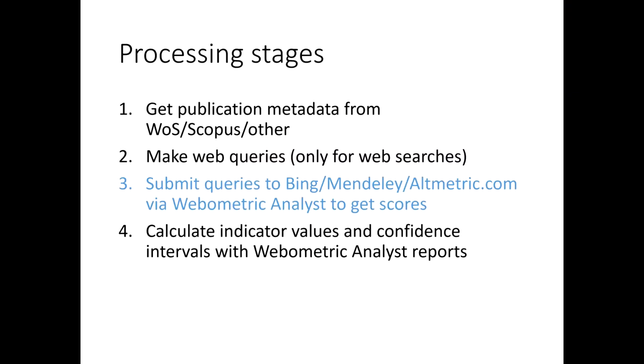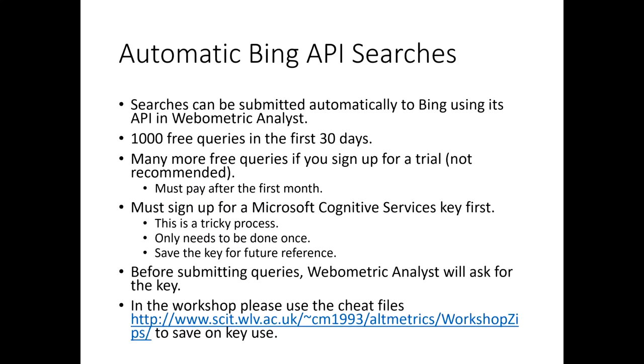So all of these we need to search to Bing to count the number of matches to them. The next stage is submitting the queries to Bing through its API via Webometric Analyst to get the number of matches from Wikipedia. How does this work?